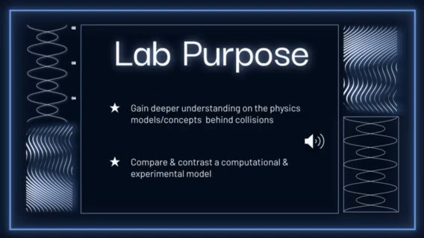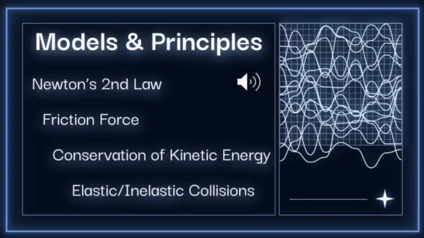There are many purposes of this lab. One purpose was to gain a deeper understanding of the physics models and concepts behind collisions. Another purpose was to compare and contrast a computational and experimental model concerning collisions. There are many models and principles involved in this lab, consisting of Newton's second law, friction force, conservation of kinetic energy, and determining whether a collision is inelastic or elastic.